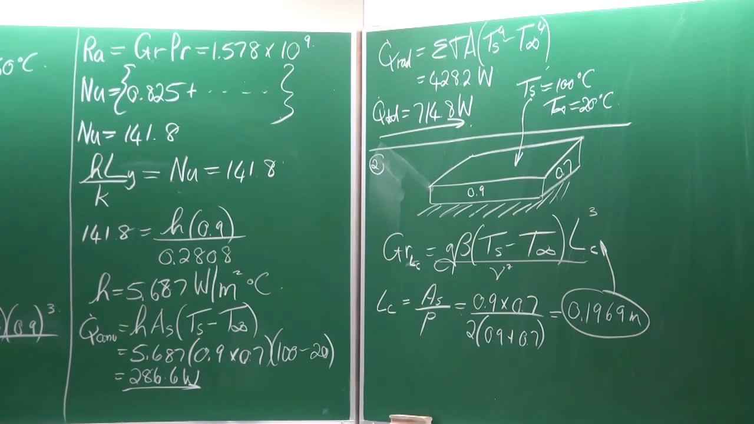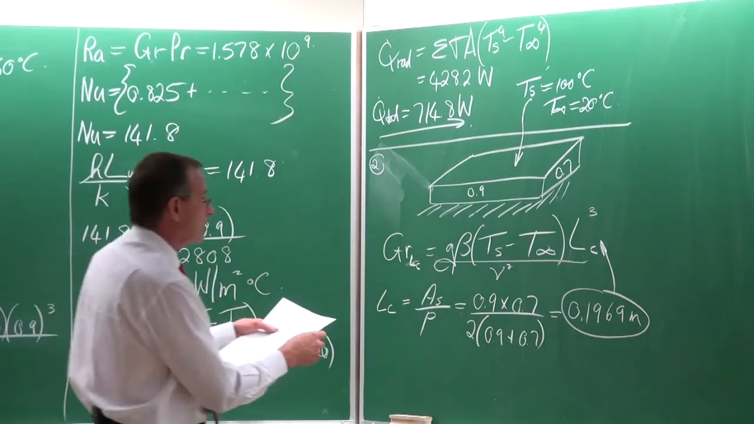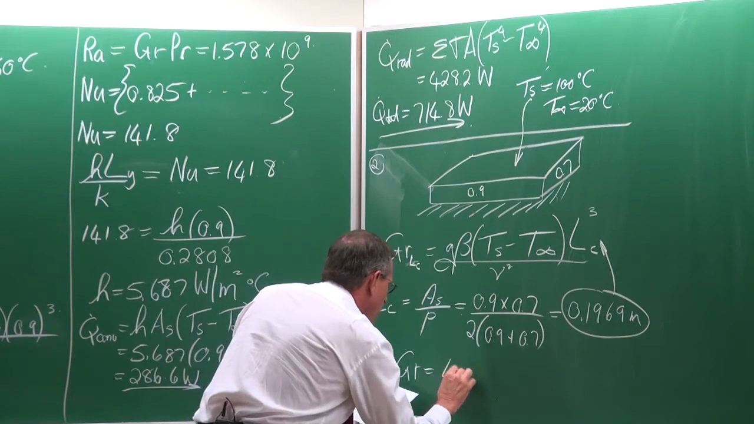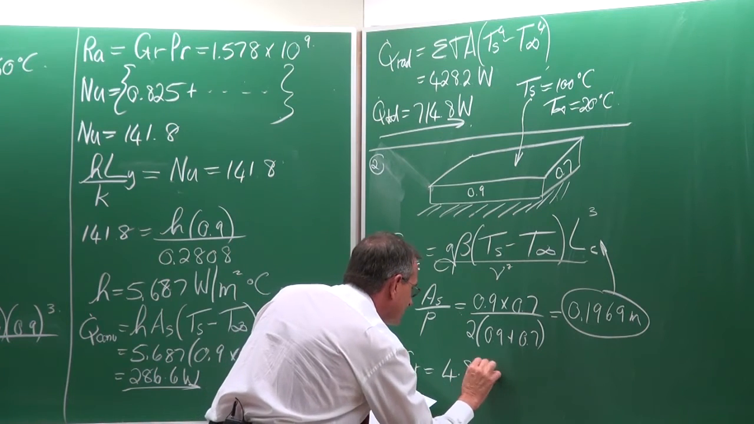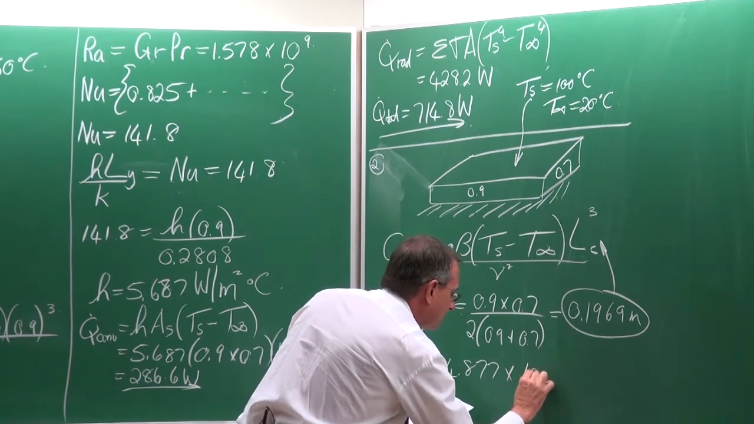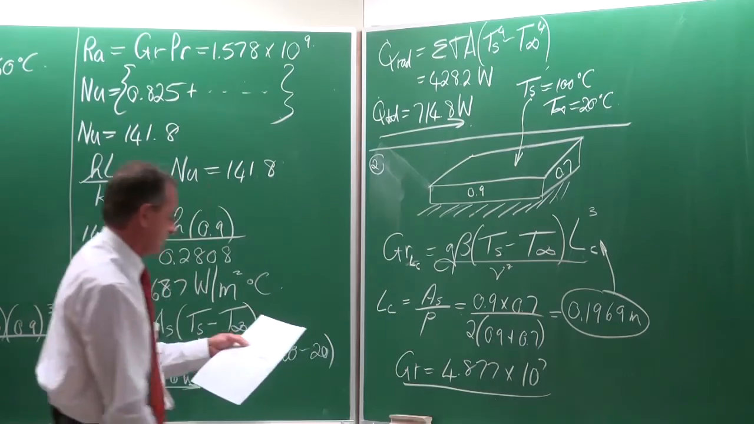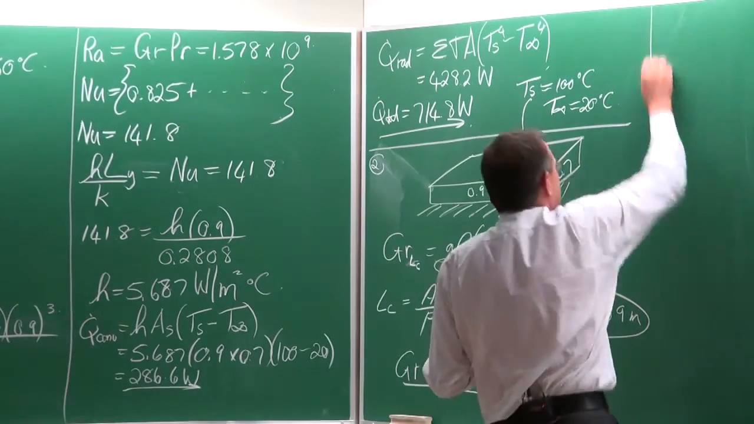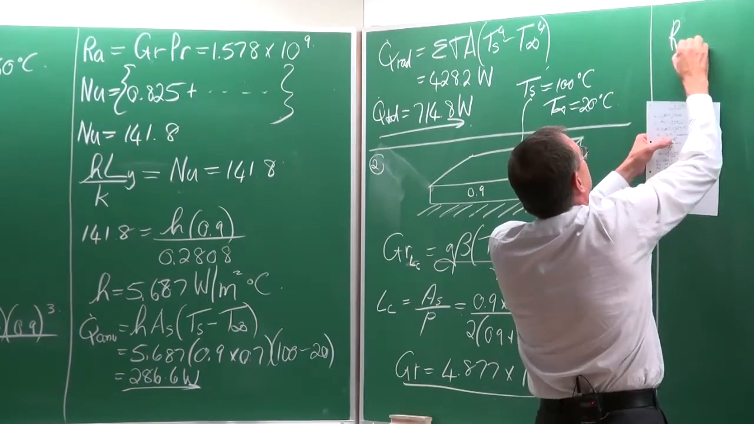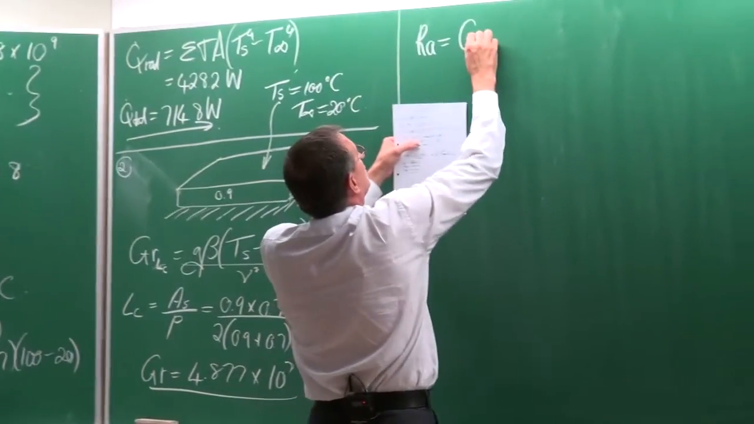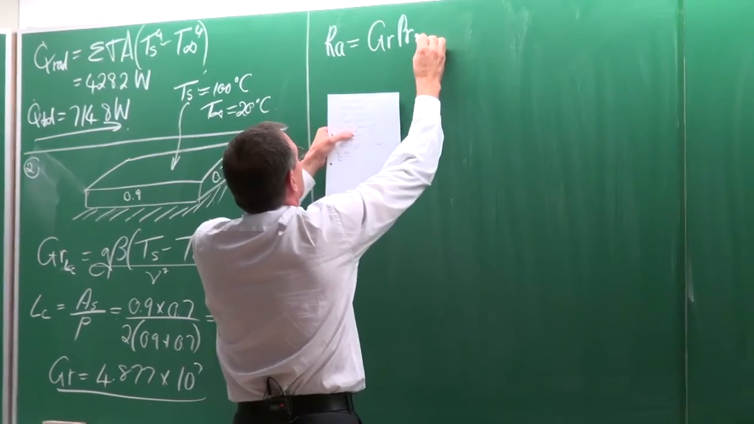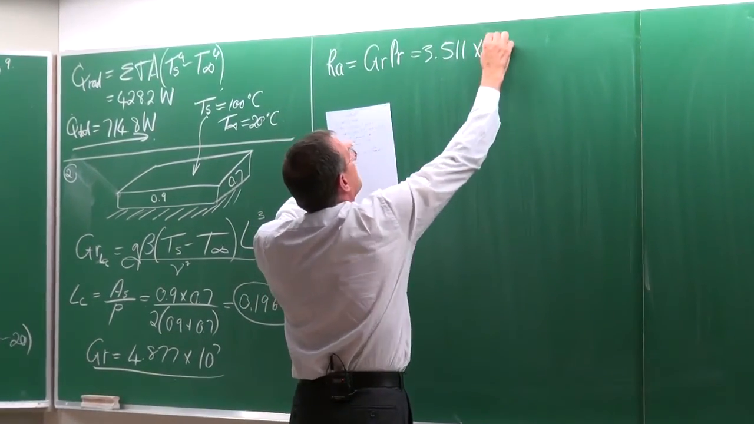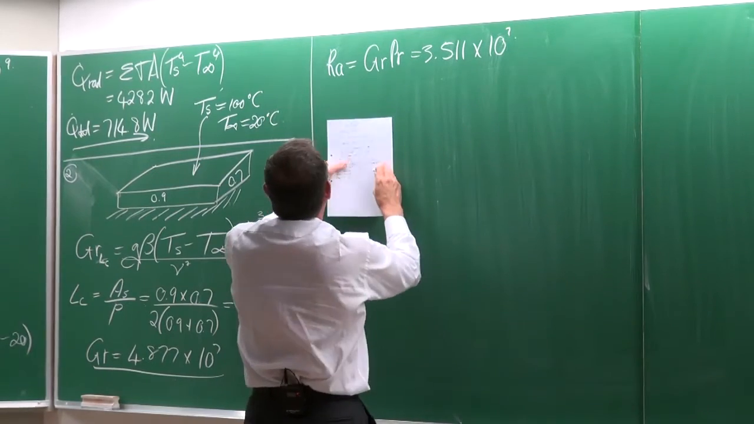You agree? Okay. And if you now go and calculate the Grashof number, then it is equal to 4.877 multiplied by 10 to the 7. And then the Rayleigh number, which is equal to the Grashof number multiplied by the Prandtl number, is equal to 3.511 multiplied by 10 to the 7th.